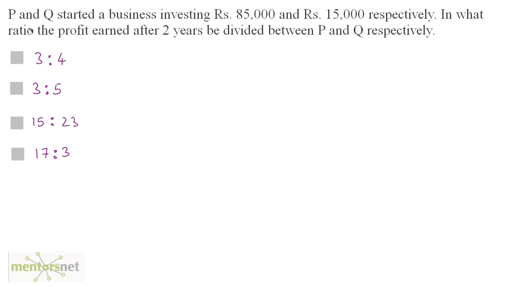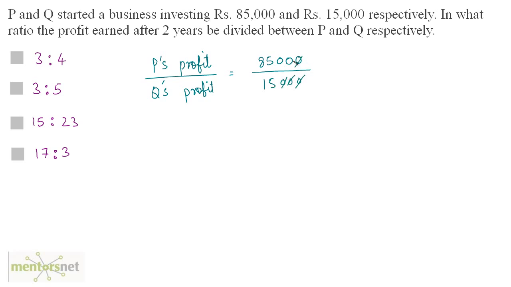Now it is given that P and Q invested 85,000 and 15,000 and they have invested it for the period of 2 years. So both have invested the amount for the same time period, right? So I can clearly say that the ratio of profit of P to profit of Q is directly proportional to the ratio of the amounts they invested. So I can write P's profit divided by Q's profit is equal to the ratio of the amounts they invested. So 85,000 divided by 15,000.